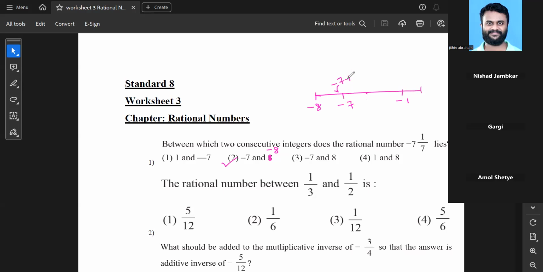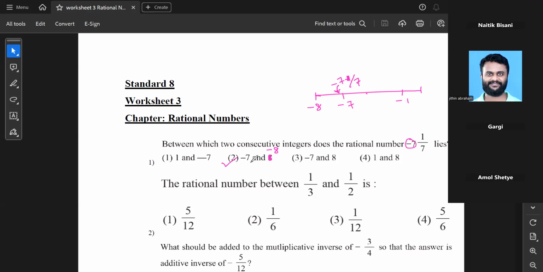So 7 and 1/7 is definitely bigger as compared to 7. Therefore it will definitely come between 7 and 8. In this case, since there is a negative sign, I'll say -7 and -8. So your answer is -7 and -8. Option 2 will be your correct answer.